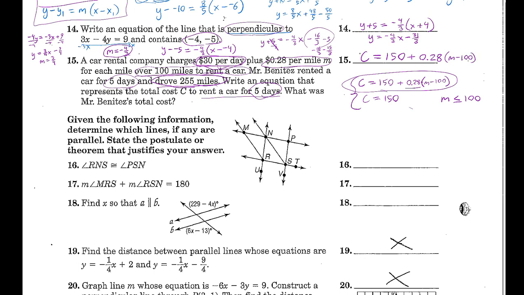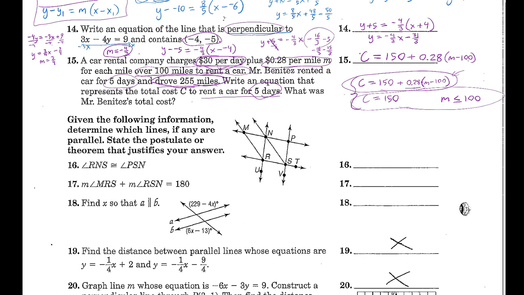Now, the reason I wrote this as a piecewise function is because if you drove under 100 miles, our equation would say you were being subtracted 28 cents for every mile under 100. That's why. So this equation only works if you drove over 100 miles.